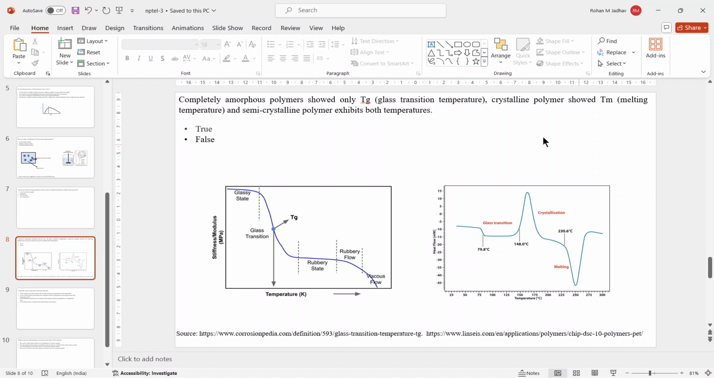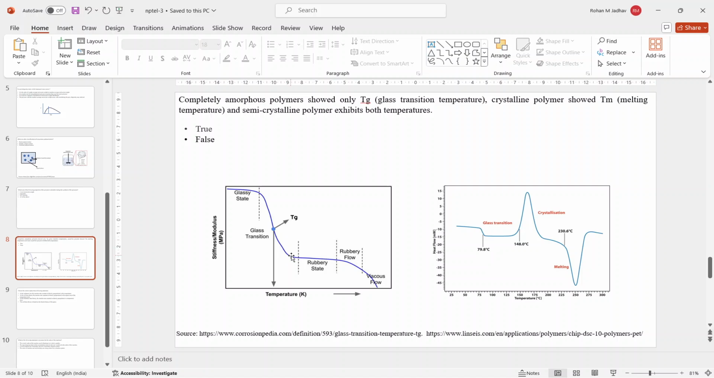Okay, so you can see this diagram right here that shows how, if the temperature increases, your stiffness modulus of the polymer will change. So if you have an extremely crystalline polymer, definitely its modulus will be high. So in the initial stage, it's a glassy stage. And as the temperature increases, it goes on to the glass transition temperature, where the properties of the polymer start changing.